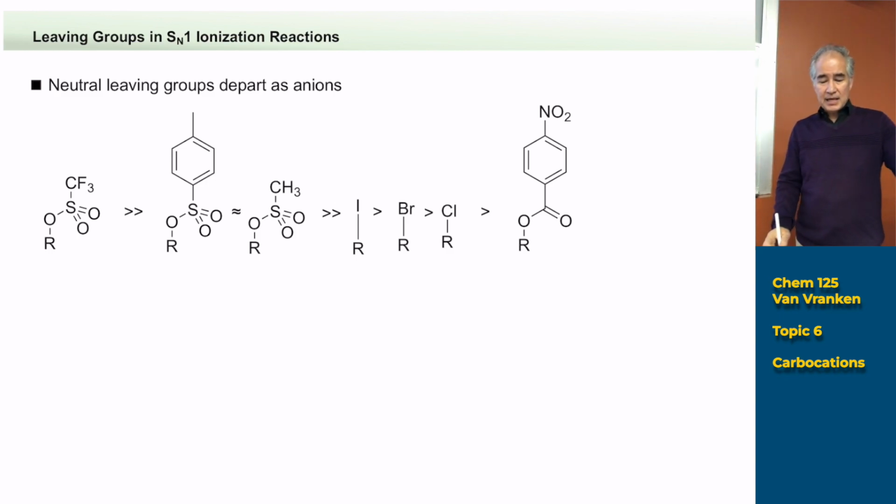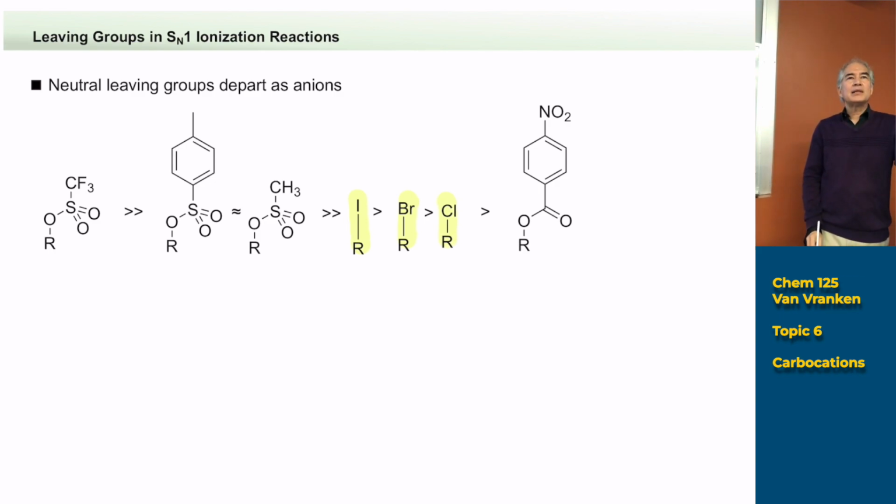Here are some of the common leaving groups. I think you've all seen these very commonly in any introductory organic chemistry class. Iodides, bromides, and chlorides are the most common leaving groups they teach you in an introductory class. They were certainly common 120 years ago when some of this chemistry started to become popular. And those can all ionize and pop off.